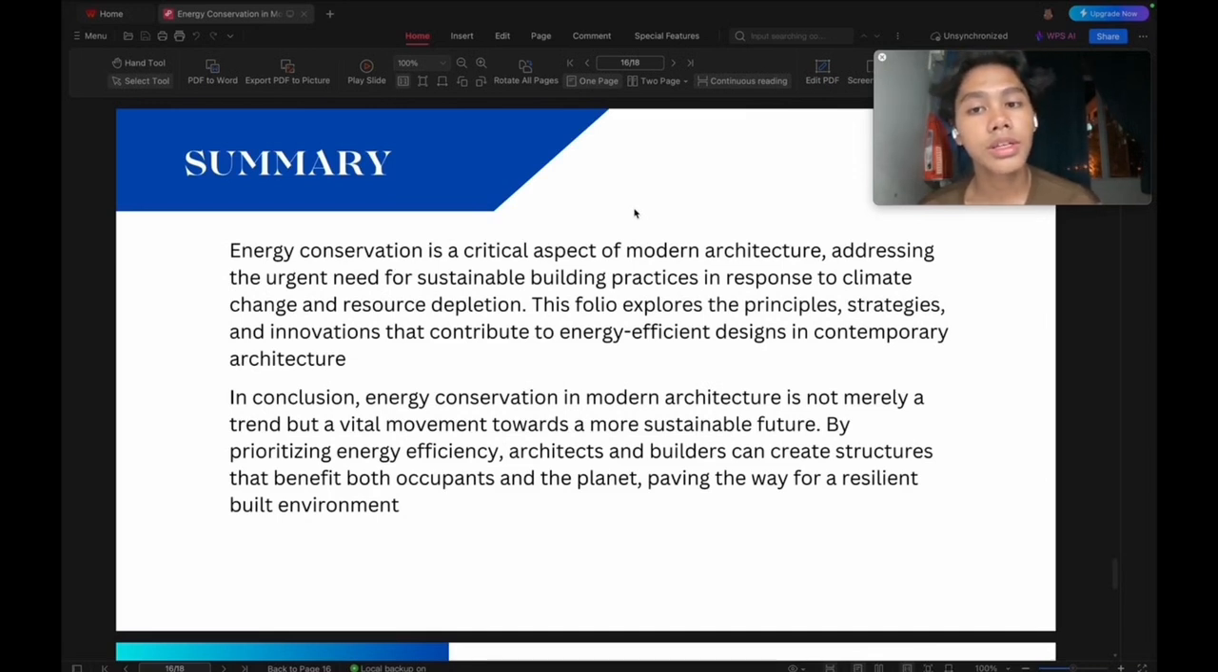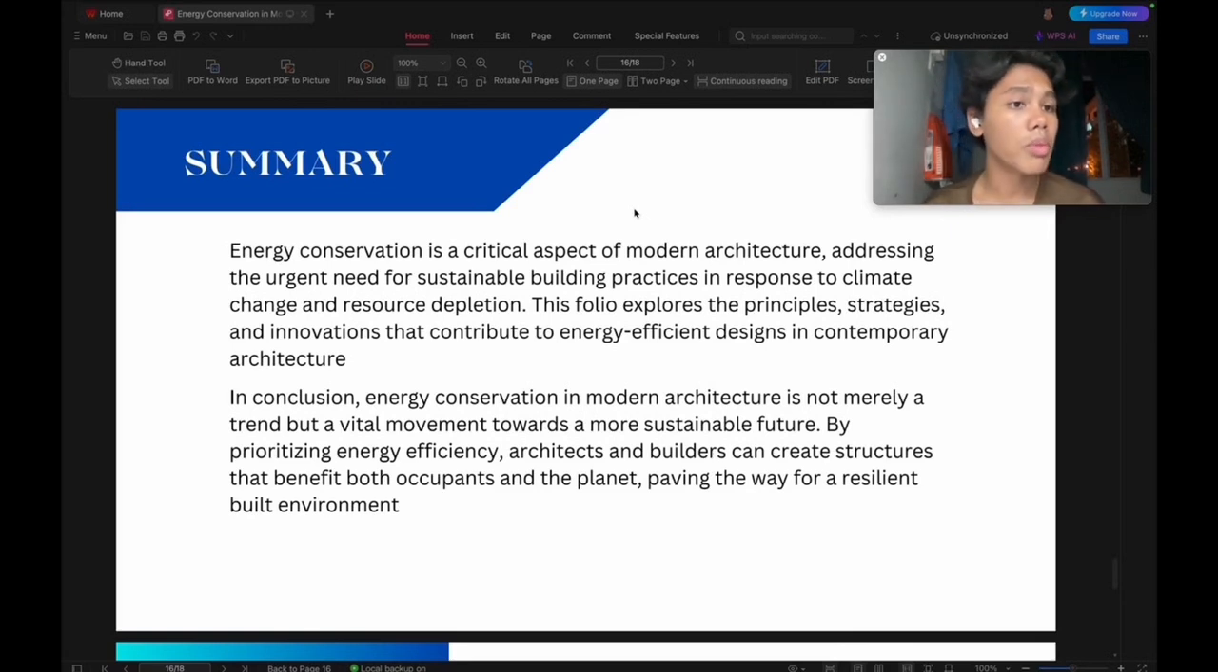In conclusion, energy conservation in modern architecture is not merely a trend but a vital movement towards a more sustainable future. By prioritizing energy efficiency, architects and builders can create structures that benefit both occupants and the planet, paving the way for a resilient built environment.